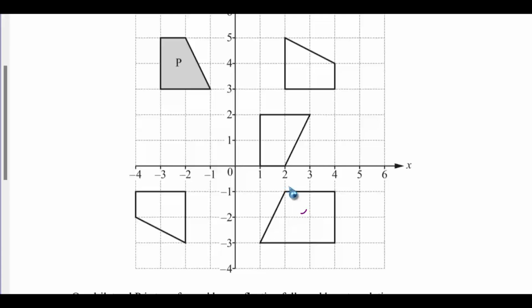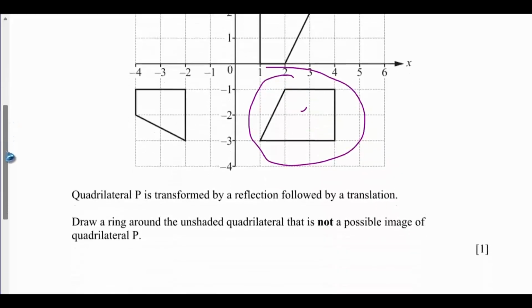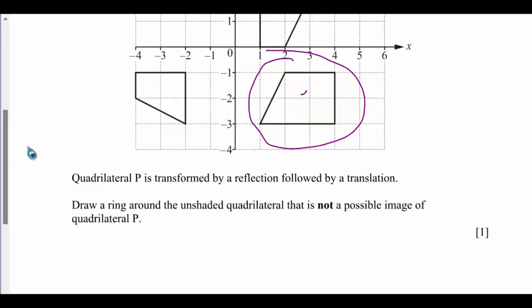So this one is not a possible image of the object P. So we just choose this one. So that is what you need to do there. You don't need to bother yourself with translation and reflection.